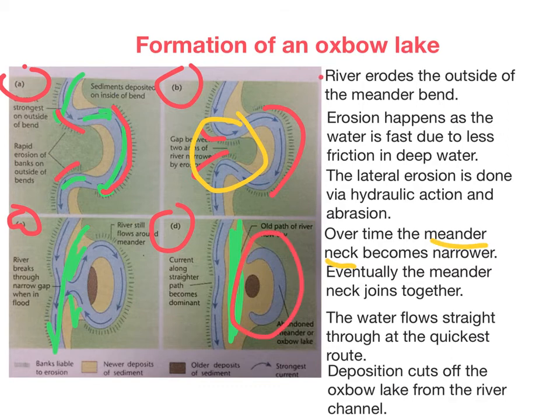And you can see that with the bullet points on the right hand side. If you pause the video, you'll be able to read through my answer for how an oxbow lake is formed, remembering of course that keywords are always important, so things like lateral erosion, things like meander neck, things like why there is erosion, so the water is fast because of less friction. You could of course mention the types of erosion, hydraulic action and abrasion.